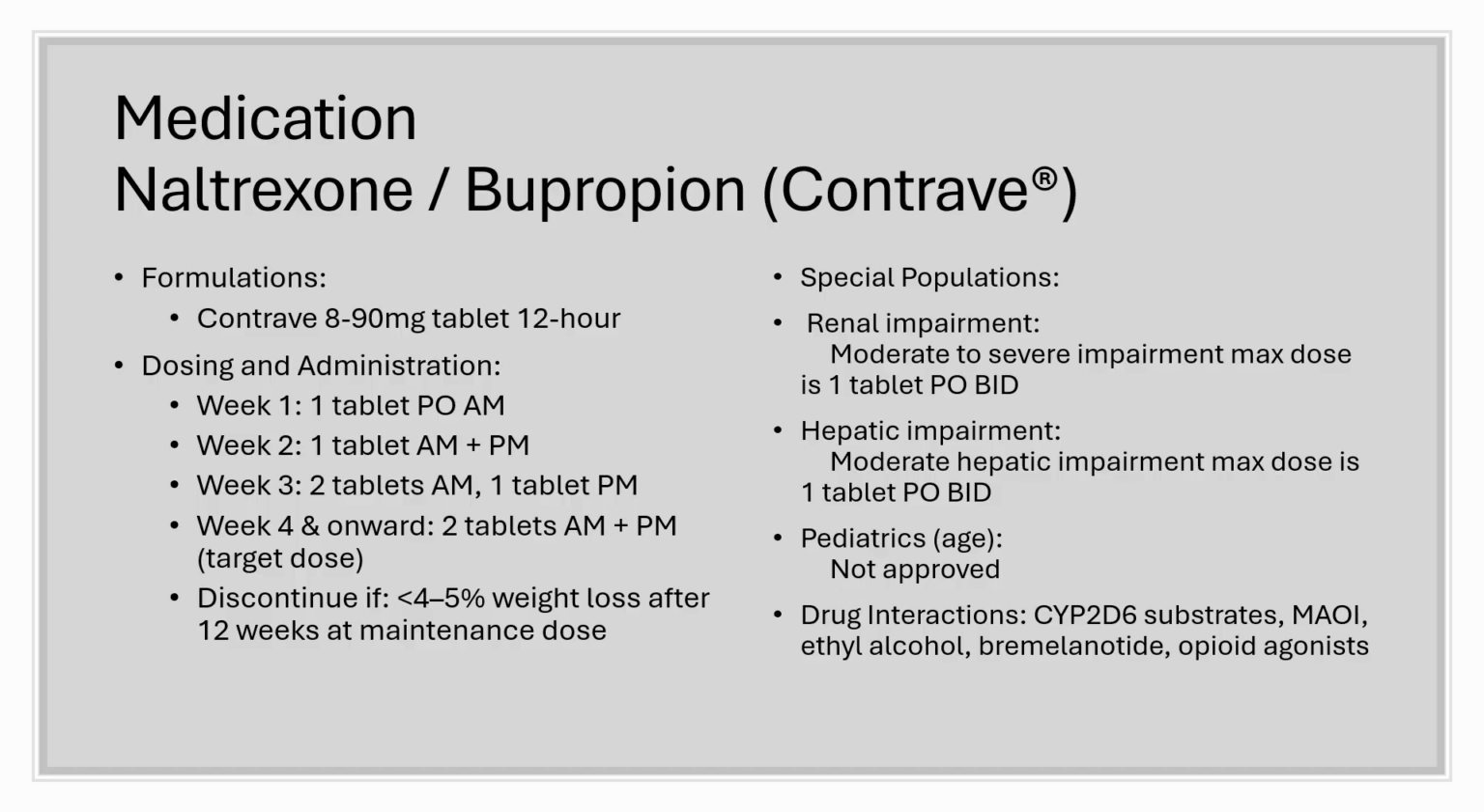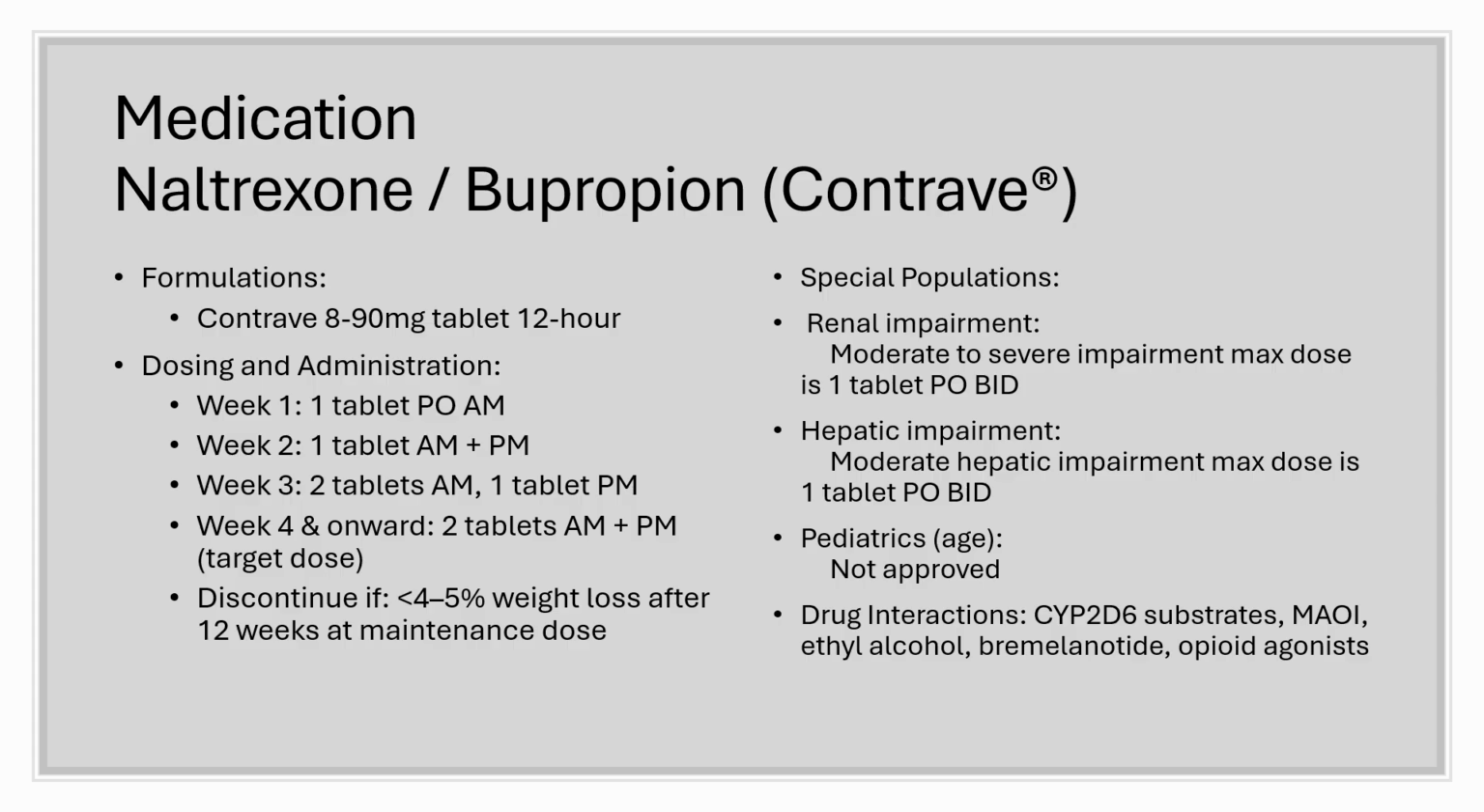Contrave is a 12-hour tablet consisting of 8 milligrams of naltrexone and 90 milligrams of bupropion. The starting dose is 1 tablet by mouth once a day in the morning for 1 week. Increase if tolerated by 1 tablet by mouth twice a day for 1 week. Again, if tolerated, increase to 2 tablets by mouth in the morning and 1 tablet in the evening for 1 week. And finally, 2 tablets by mouth twice a day. If weight loss is less than 4 to 5% after 3 months, consider discontinuing the medication.